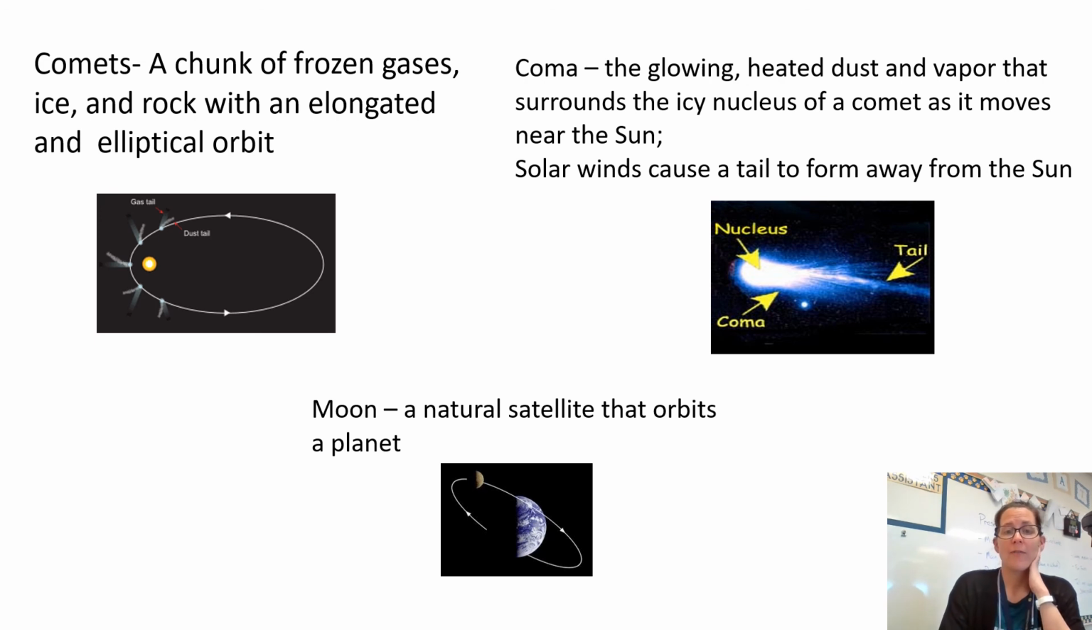Next, we have the moon, which is a natural satellite that orbits a planet. Now, we know our moon, we see it all the time, but most of the other planets, not all of them, but most of them, have moons that go around them as well. They're just not the same as our moon. Obviously, they're their own moons. Some of the planets even have more than one. Kind of neat, right?